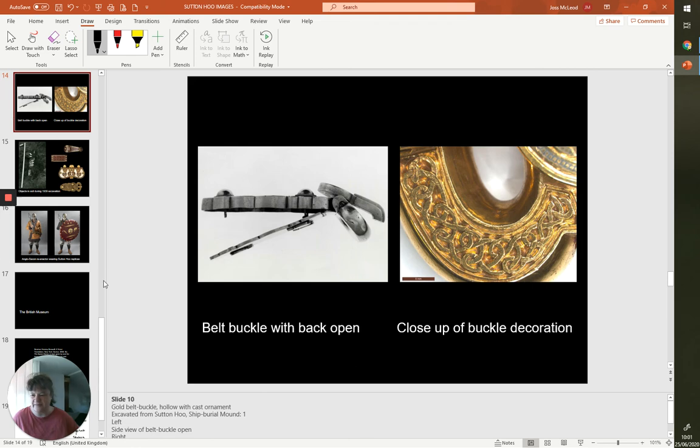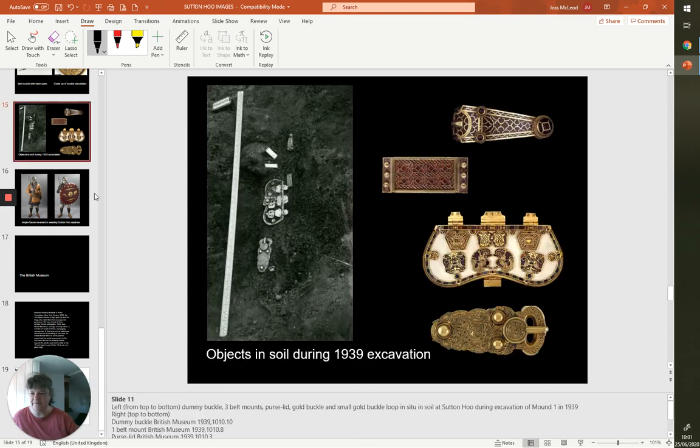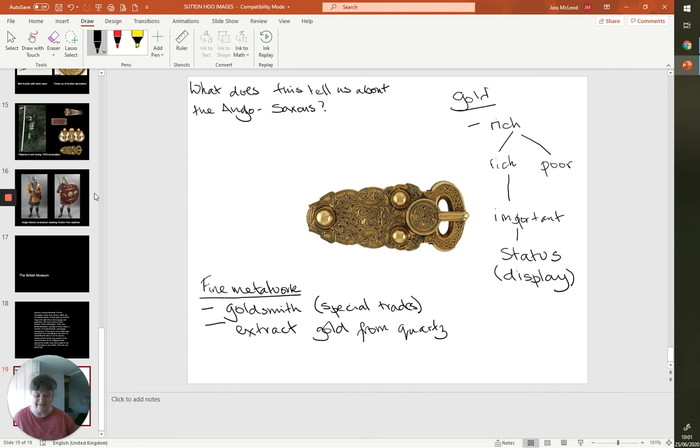Don't know quite why I did that. All right. Why can I not go back to that? That's annoying. I can. Okay, so they could extract gold from quartz.